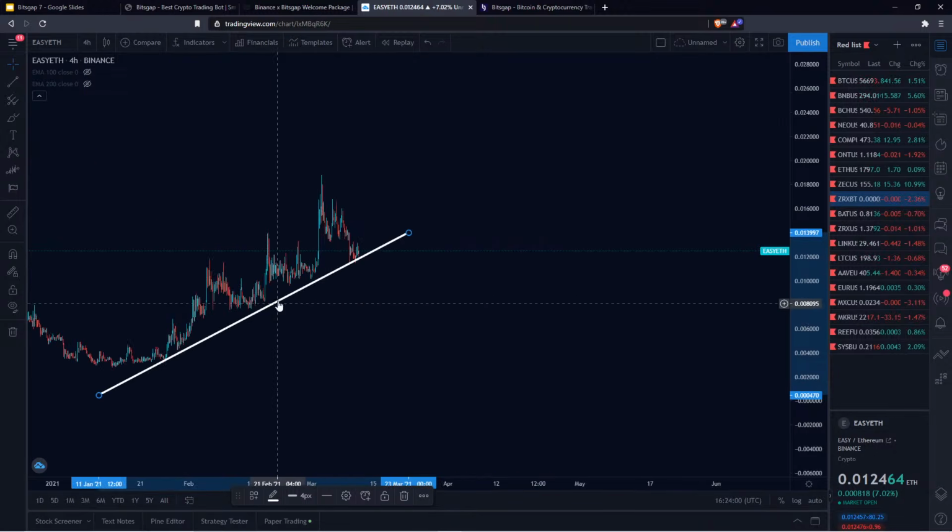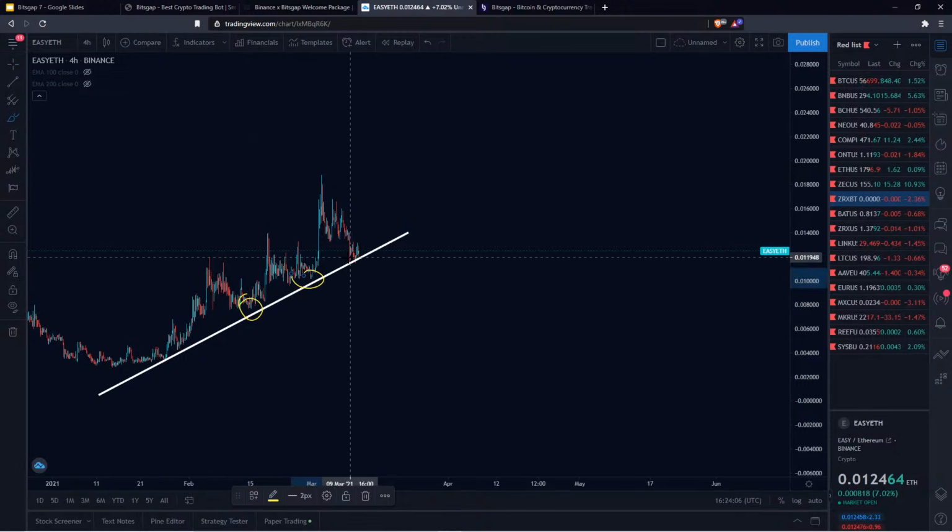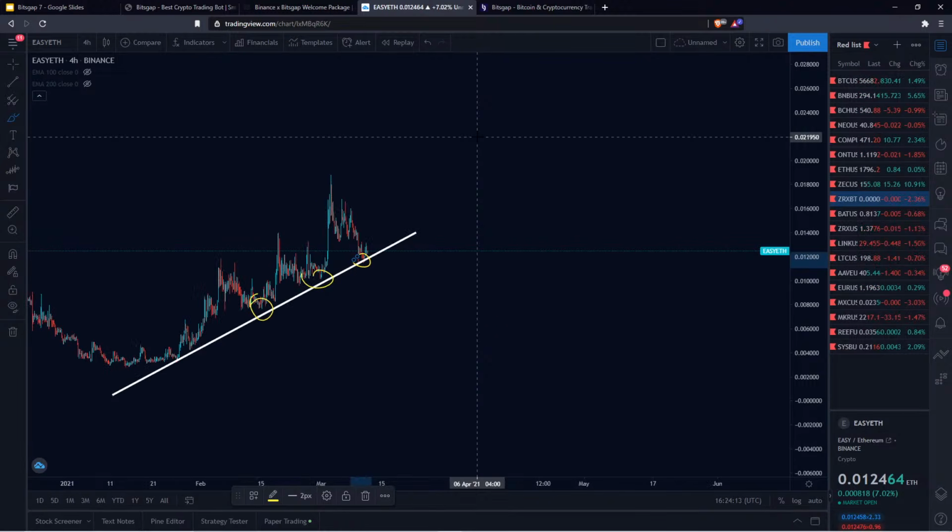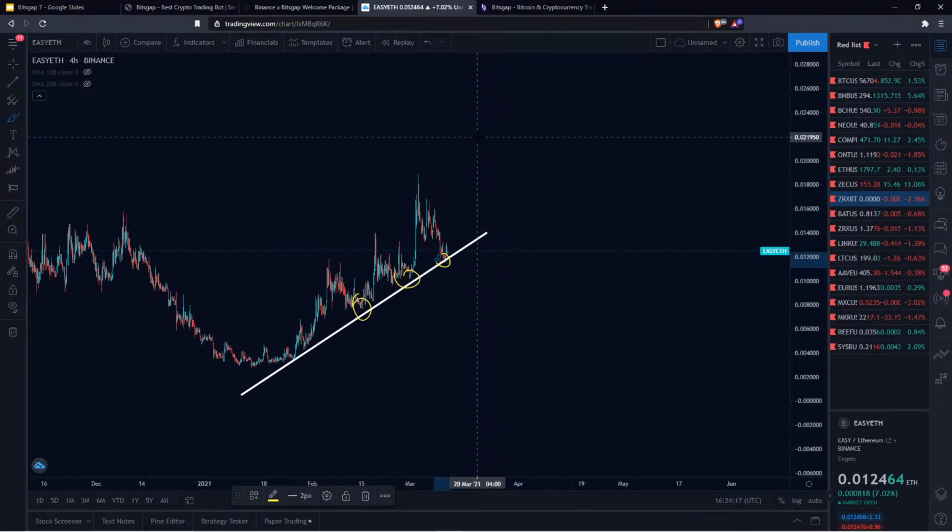You see, it just bounces off the angled up support line. You see it managed to bounce off this line, and you see right now that's the point of the bounce off. Yeah, so it looks like it's doing well right now. And yeah, that's the way you scan the market to find those cryptocurrency pairs that can generate you high yield returns.